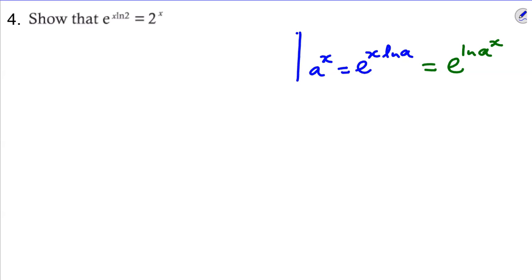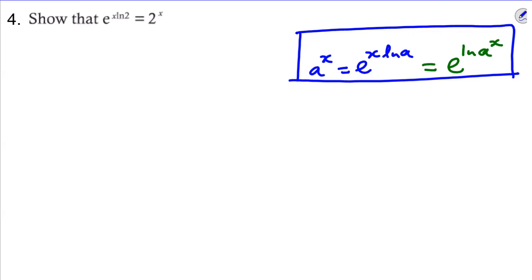Here is another question. Show that e to the power x ln 2 is equal to 2 to the power x. Now, the relationship that we're going to use here is this one. a to the power x is equal to e to the power x ln a. Now remember, this is the same as e to the power ln a, all to the power x, if you use the laws of logarithms, the power rule. This is very important. This rule is available on page 4 of your formula booklet.